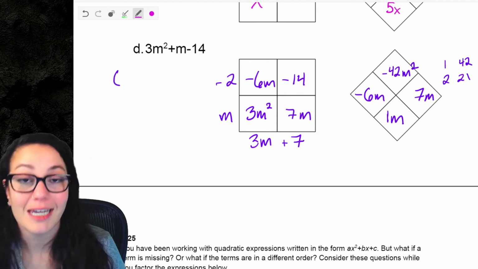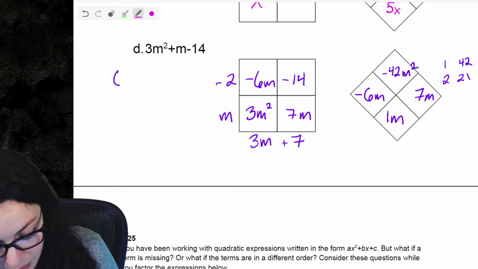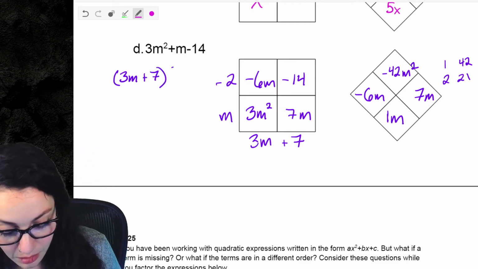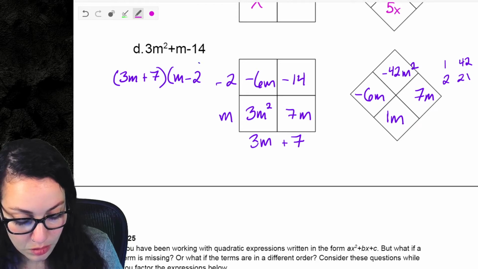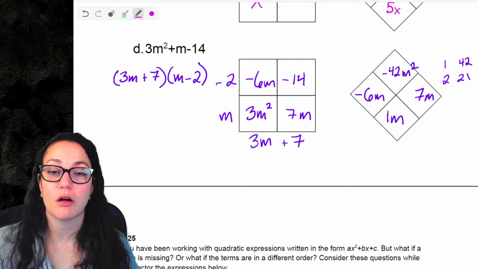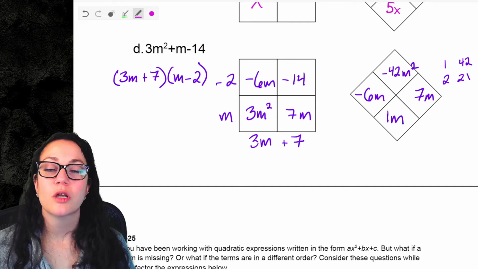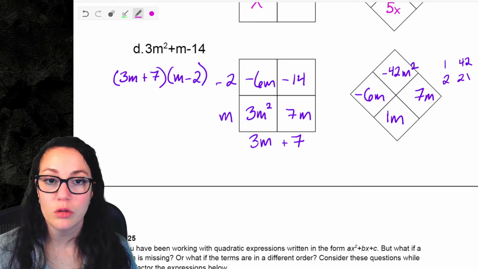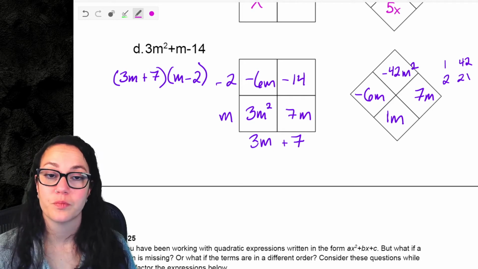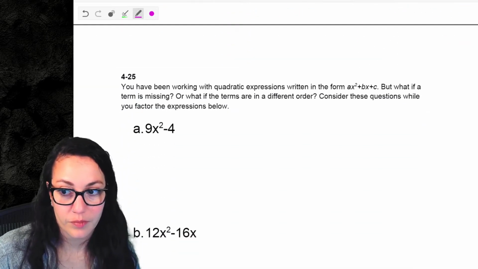So again, it doesn't matter what order you write these in. Multiplication is commutative. They can switch orders. So I'm going to just say 3m plus 7 times the quantity m minus 2. And there we go. Now we've factored all of these using our area model and diamond problems. So take a pause, make sure that you could do this on your own. And again, if you're not sure or you have questions, check in with your teacher. All right, so let's move on to the next problem.